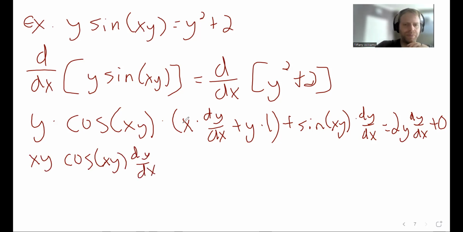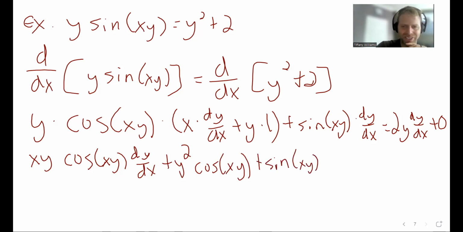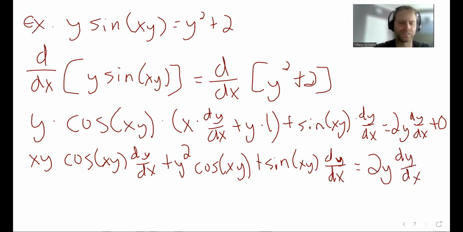Okay. Then we distribute to the y, and we're going to get plus y squared cosine of xy. And then we have plus sine of xy dy dx. Sorry, that's supposed to be a dy dx. And we set that equal to 2y dy dx.